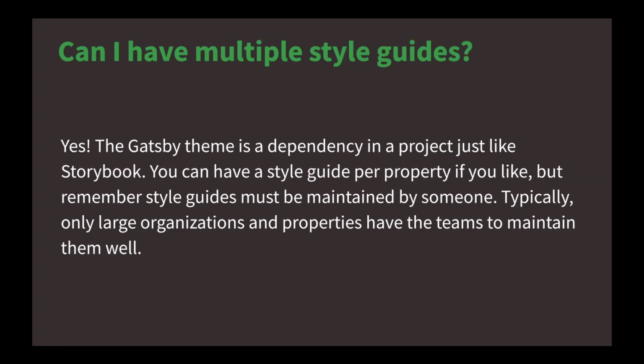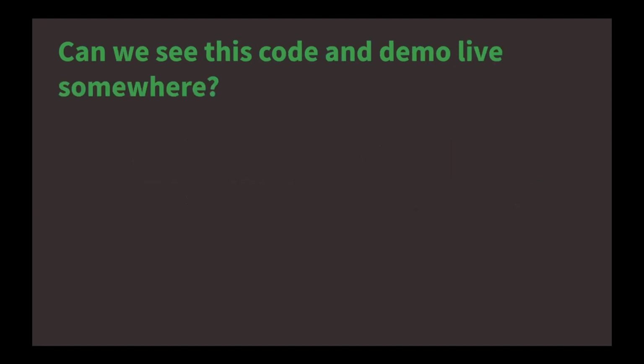And so you could have a style guide per property, but I will say this, the entrance of the style guide is a larger conversation than a UI library. A UI library is almost immediately used on a project, but remember that style guides must be maintained by someone. Someone has to create the content for them. And typically only larger organizations and properties have the teams to maintain these well. And I'm assuming I'm probably speaking to an audience of people similar to Brian and I who are providing development. We would not be the ones who populate the content for this. So it's key that an organization needs and knows how to support the style guide.